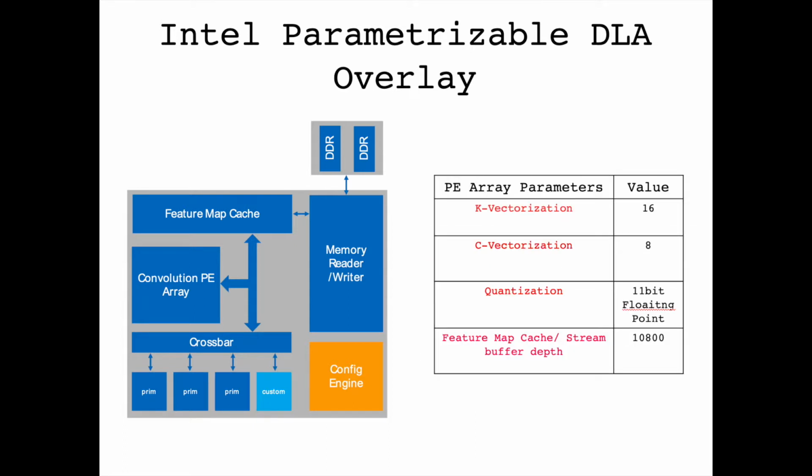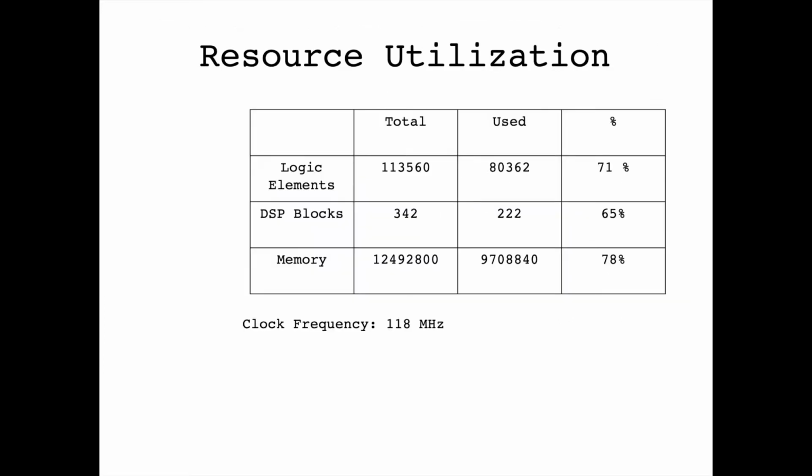Here are some parameters of the convolutional PE array. We define K vectorization, which is the number of parallelized filters, and C vectorization, which is the number of parallelized channels. As you can see on the slide, we quite reach the optimal capabilities of the FPGA.